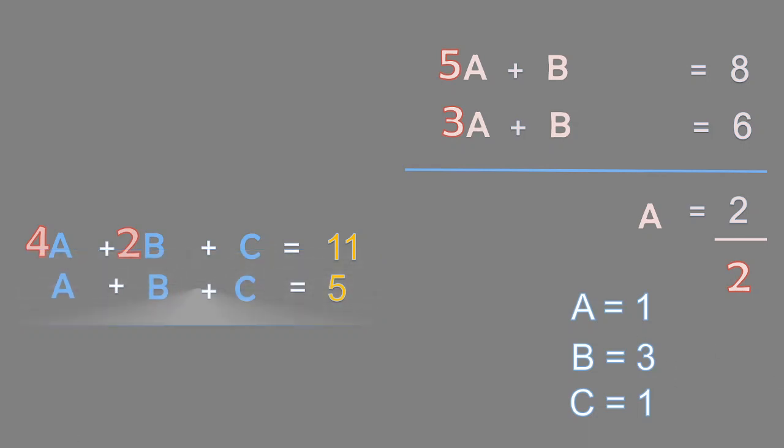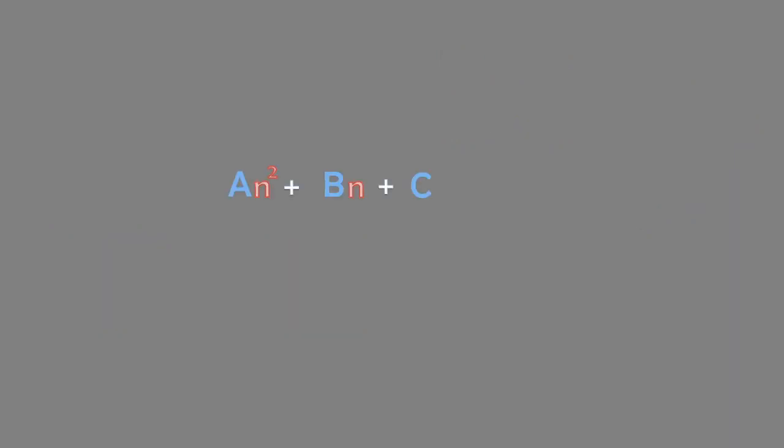So now you can find any number. This was our quadratic expression, right? an square plus bn plus c, and we got the values: a is 1, b is 3, c is 1. So 1 n square, I can write it as n square. So this is your formula, and with this you can find any number in the series.